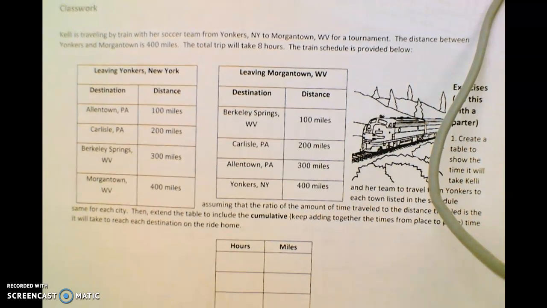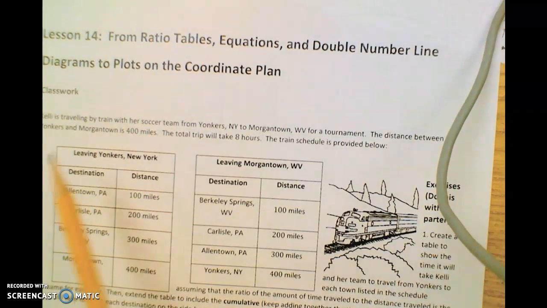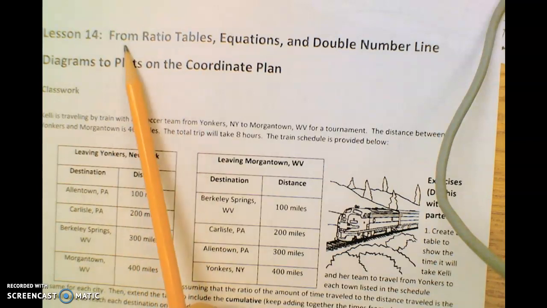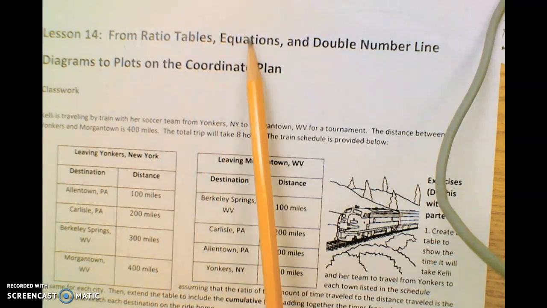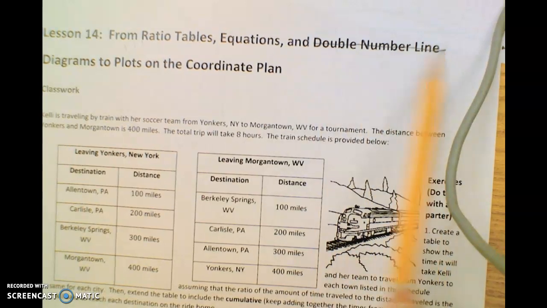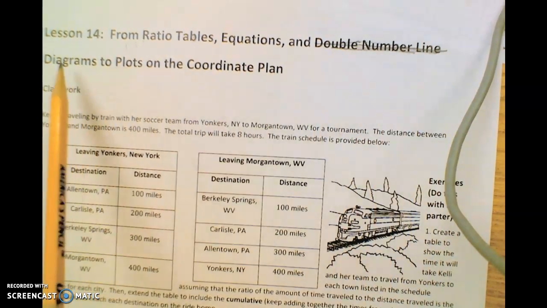Today for classwork, we are going to be working on this lesson 14 page, and we're going to learn how to go from ratio tables to equations. We're not doing double number lines, so you can cross that out, and diagrams to plots on the coordinate plane.